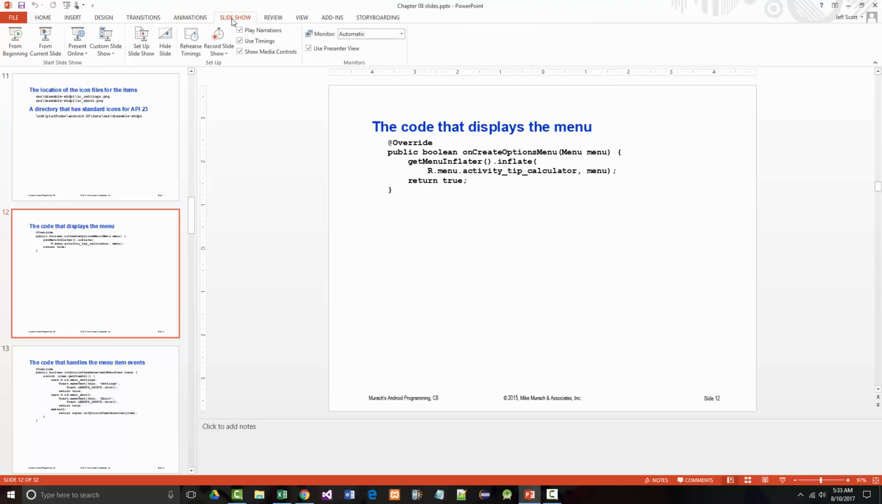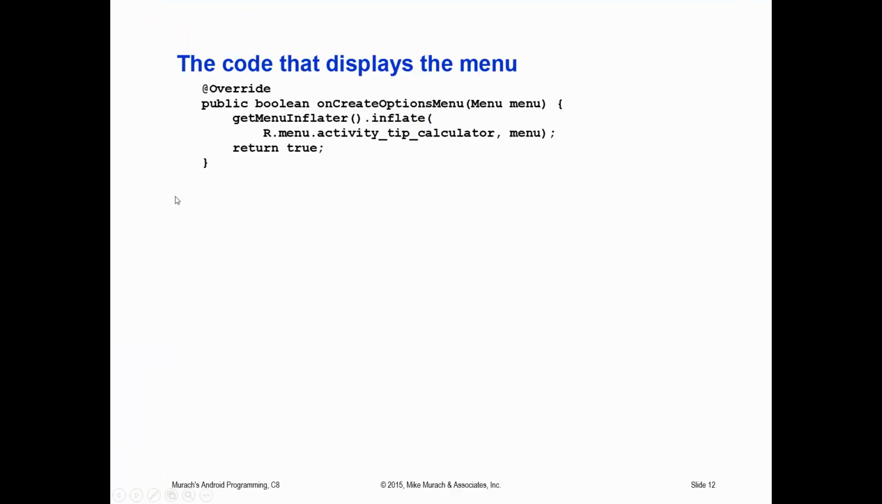In fact, let's blow this up a little bit. There we go. This converts, or inflates, the XML for the menu items into Java objects and stores them accordingly. Now, the onCreateOptionsMenu method must return a true value to display it on the screen, and that's why you see the true that's in there.